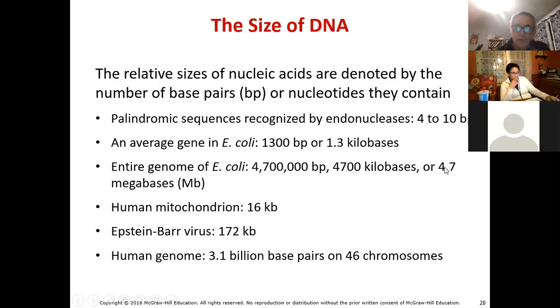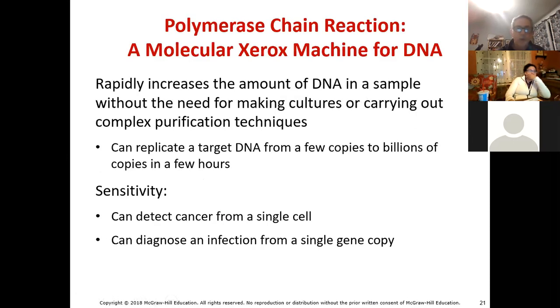or 4.7 megabases. The human mitochondria is 16 kilobases. That would be 16 times 1,000. The Epstein-Barr virus has 172 kilobases. Our entire human genome is 3.1 billion base pairs on 46 chromosomes. All right, so we come back, take a 5-minute break, talk about polymerase chain reaction.